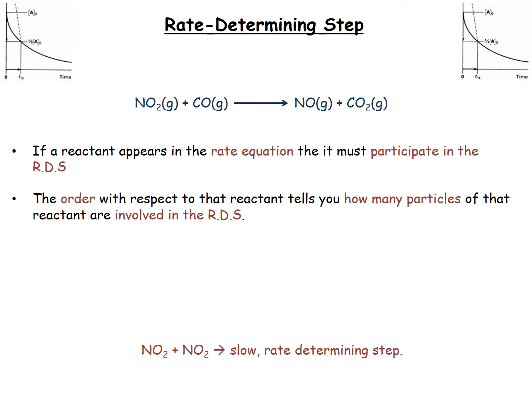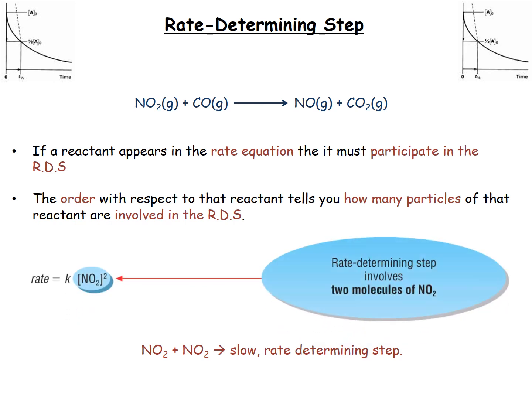If a reactant appears in the rate equation, it must participate in the rate determining step. So CO isn't involved in the rate equation, so it doesn't take part in the rate determining step. The order with respect to that reactant tells you how many particles of that reactant are involved in the rate determining step. So NO2 plus NO2 is the slowest part because it's in the rate equation and it is the rate determining step. Okay, so the rate determining step involves 2 molecules of NO2.